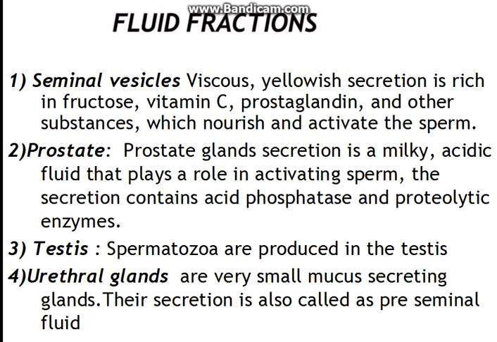The main role of seminal vesicles is the contribution of fructose, which helps in nourishing the sperm, and second is prostate. Now prostate helps in activating the sperm, as its secretion is milky and acidic. It contains acid phosphatase and various proteolytic enzymes. Testis produces the sperms, and urethral glands contribute very little, as they're very small mucus secreting glands, and their secretion is also known as pre-seminal fluid.